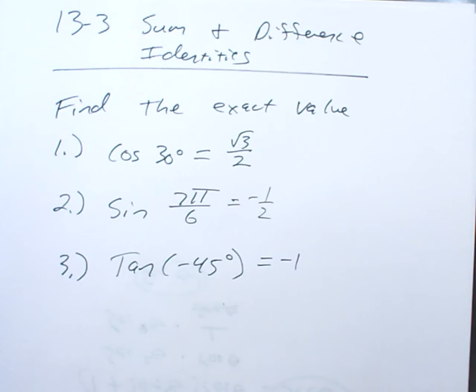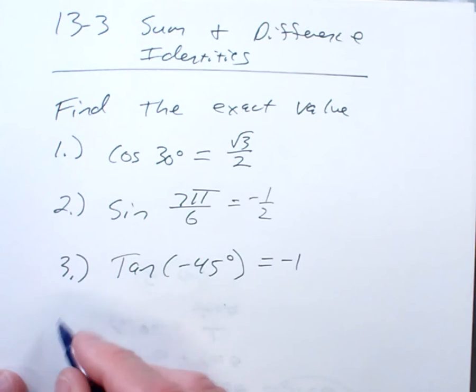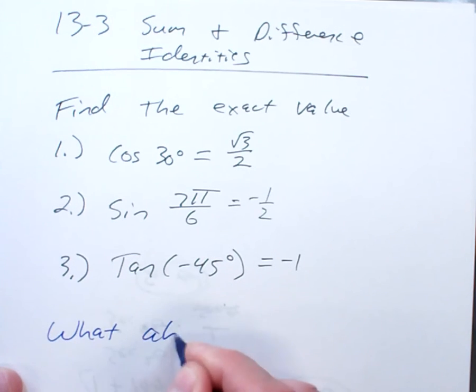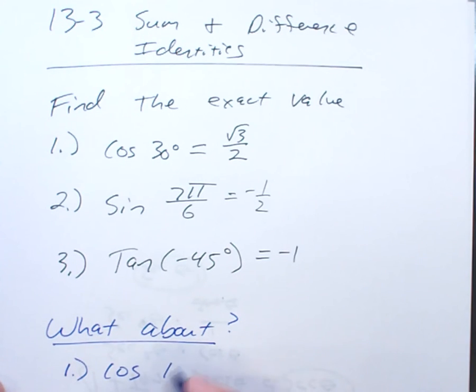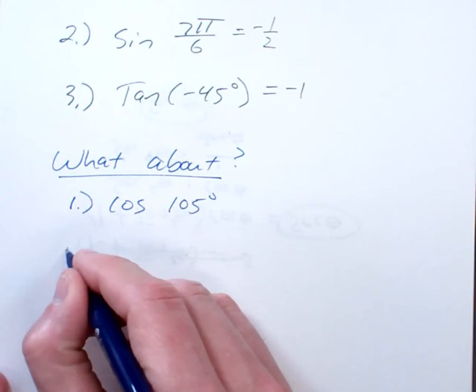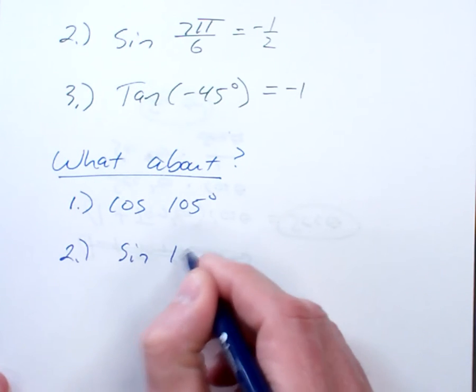But what if we wanted some other angles? What if we wanted to do, for example, I don't know. What do you think? What if we did cosine of 105 degrees? Or the sine of 15 degrees?